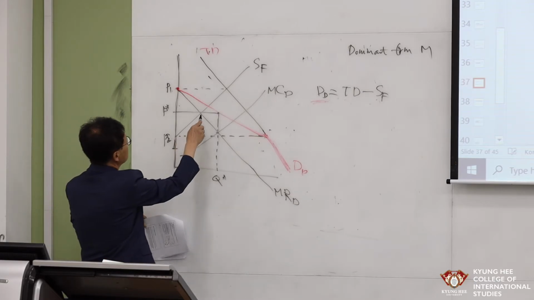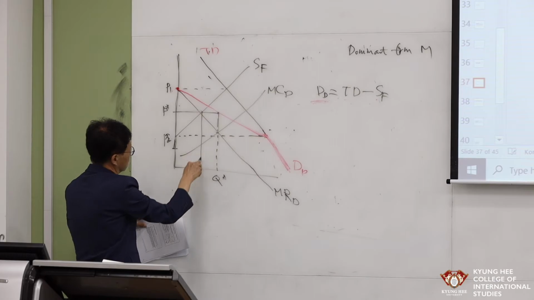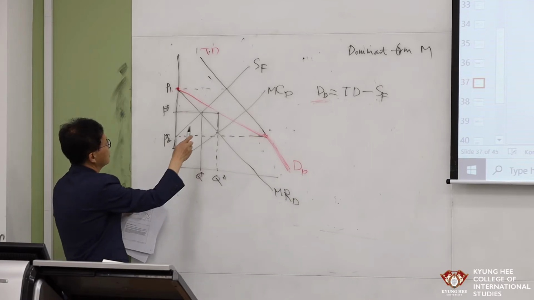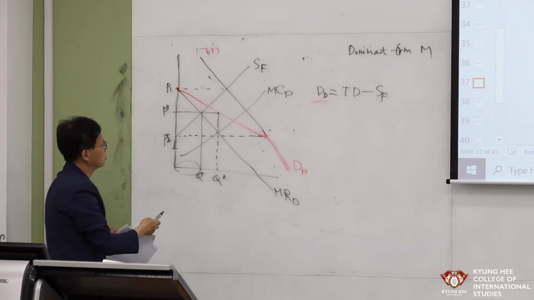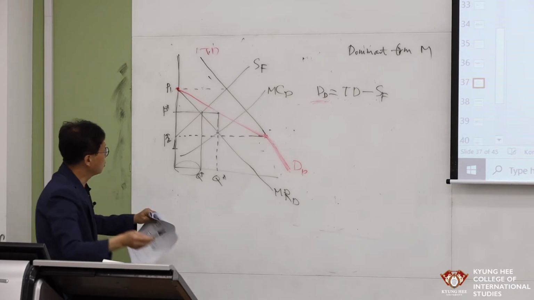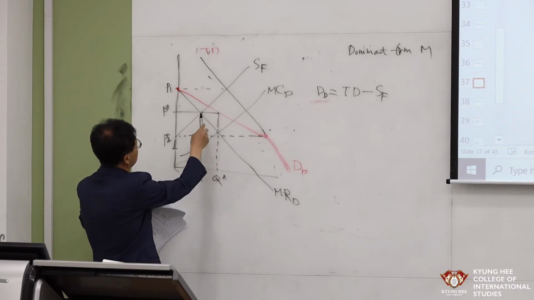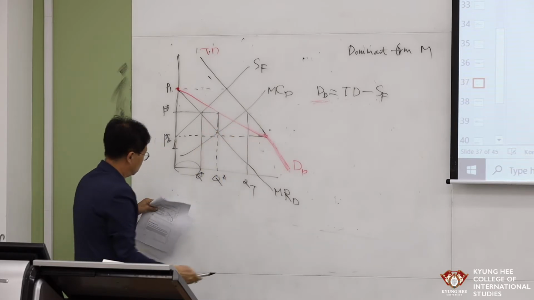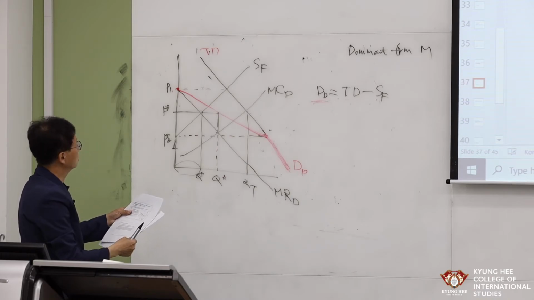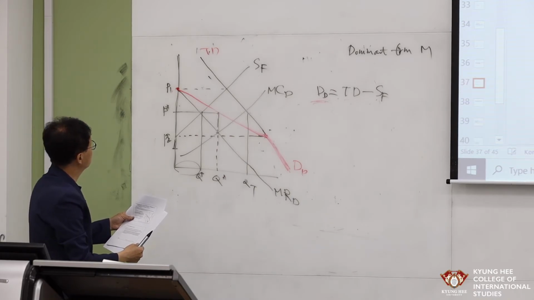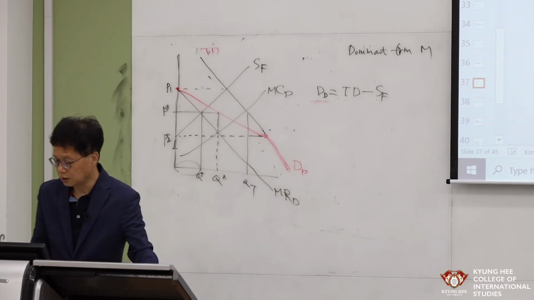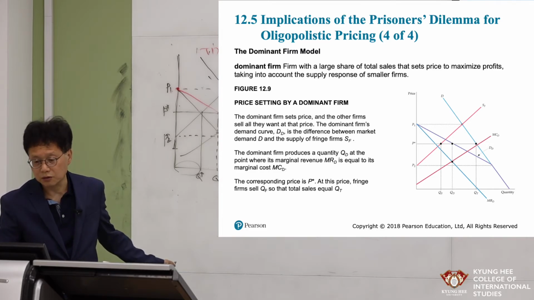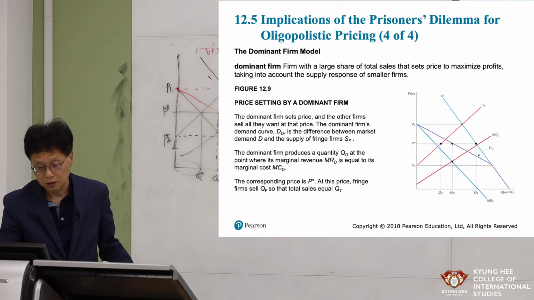At this price, the fringe supply is this one, QF. The fringe firms supply this amount of good at the market. And the other is the dominant firm, this one. So that is QT. Okay? That is illustrated in figure 12.9. That is the dominant firm model. Should be careful for this.